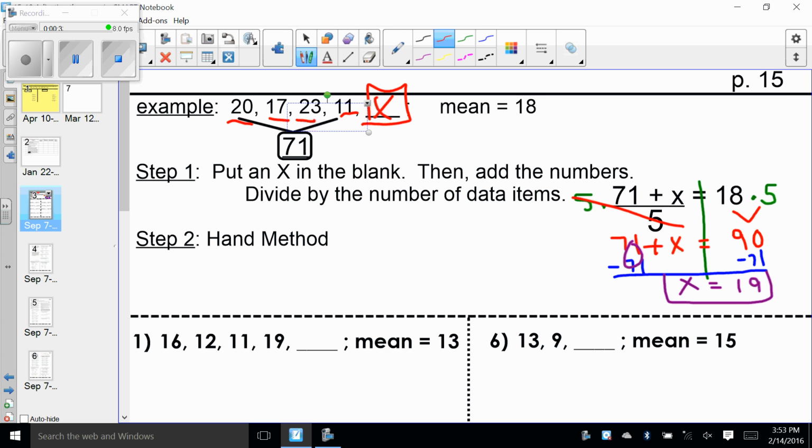But you know that the average score that you need, or the average score that you have, is an 18 for all 5. But there's this missing test score that you're not quite sure what was. So here's how it works.